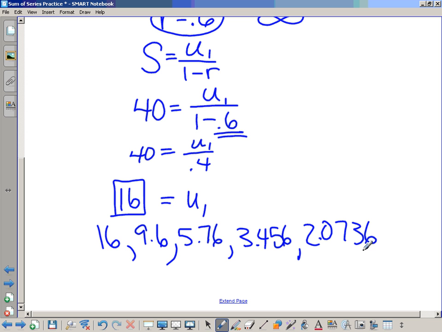Even if you add these 5 numbers up, you'll see that it's starting to approach 40, but never cross. So if you kept following that pattern, times 0.6, times 0.6, times 0.6, and then added all those numbers up for all eternity, they would never go over the limit of 40.